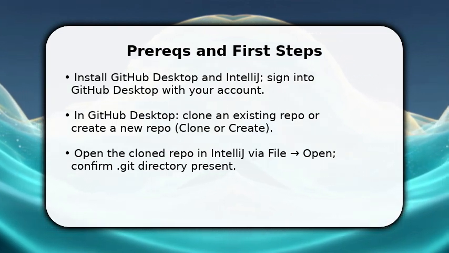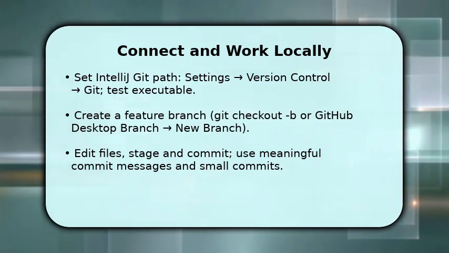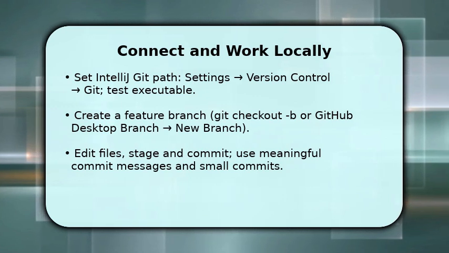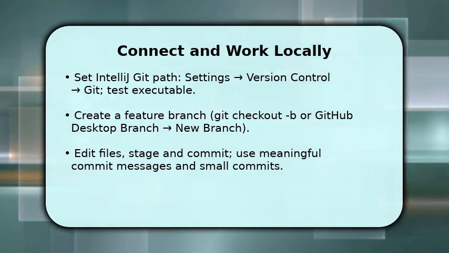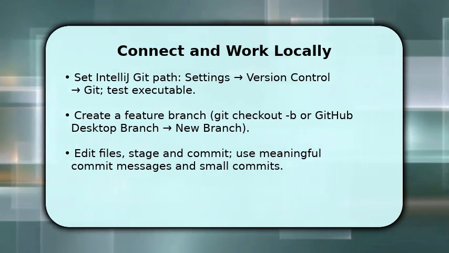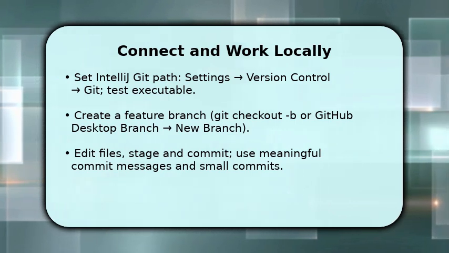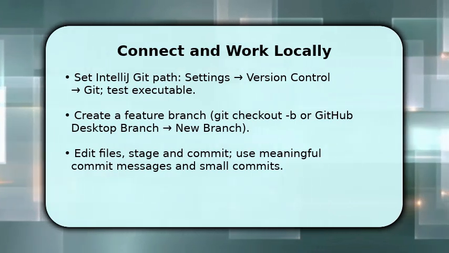and sync changes. Next, link IntelliJ to Git. Go to Settings > Version Control > Git and test the Git executable so IntelliJ can run Git commands. Now create a feature branch, either in GitHub Desktop with Branch > New Branch or run git checkout -b feature-name inside the IntelliJ terminal.